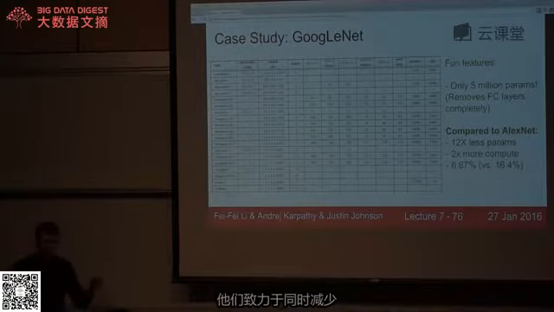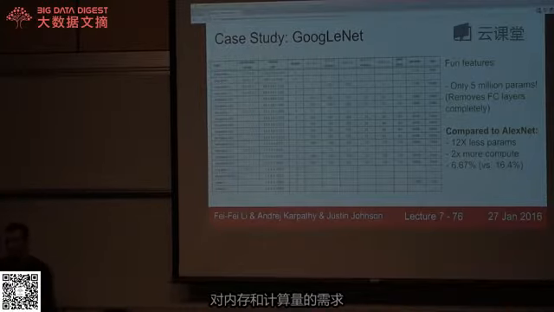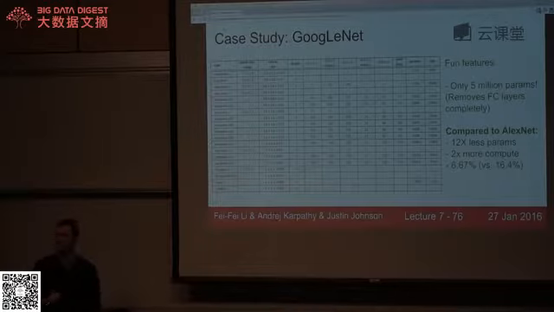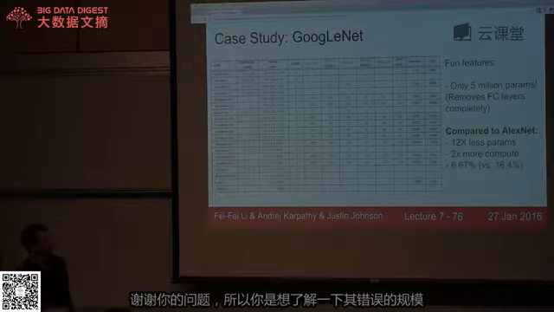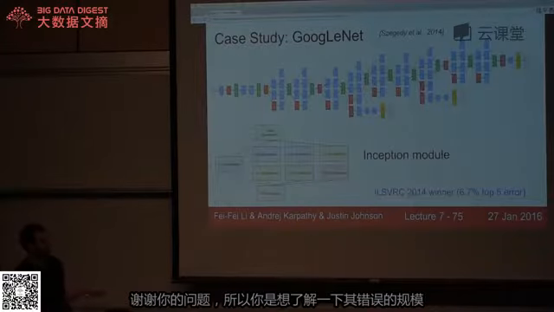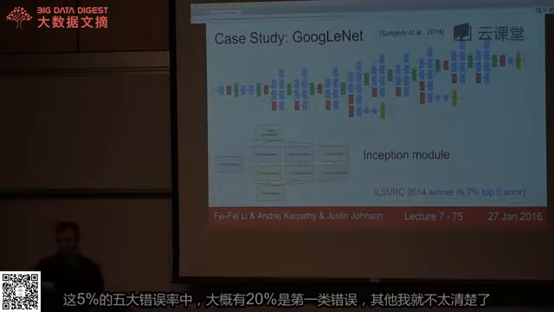They were really trying, in this particular work, to reduce the footprint in both the memory and the compute. Question? How much does accuracy drop off if you do top 3 or top 2 instead of top 5? Yeah, thank you. So you're just trying to get a sense of the scale of these. I think 5% top 5 error is roughly 20% top 1 error. I don't know the in-betweens, but that's roughly the conversion.